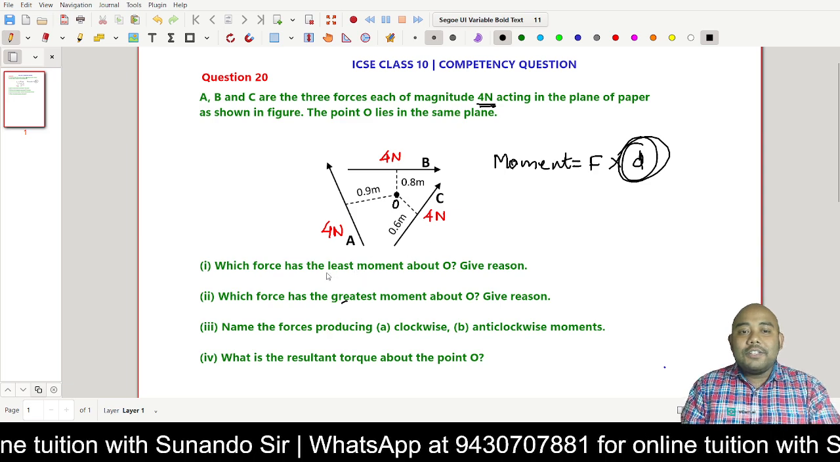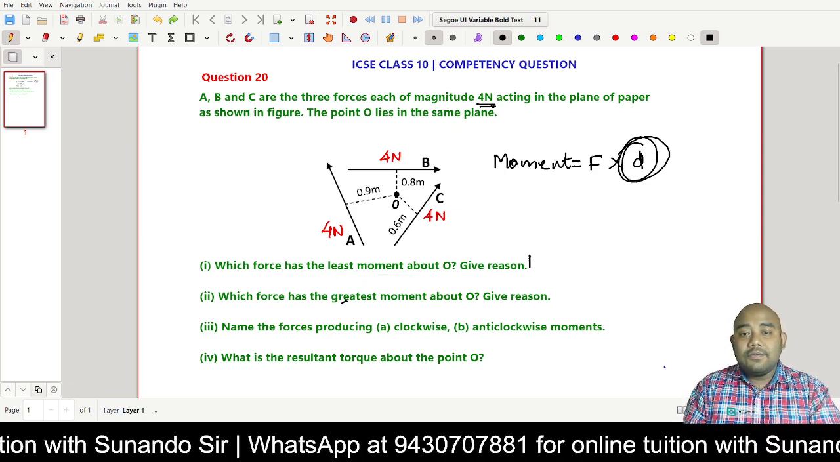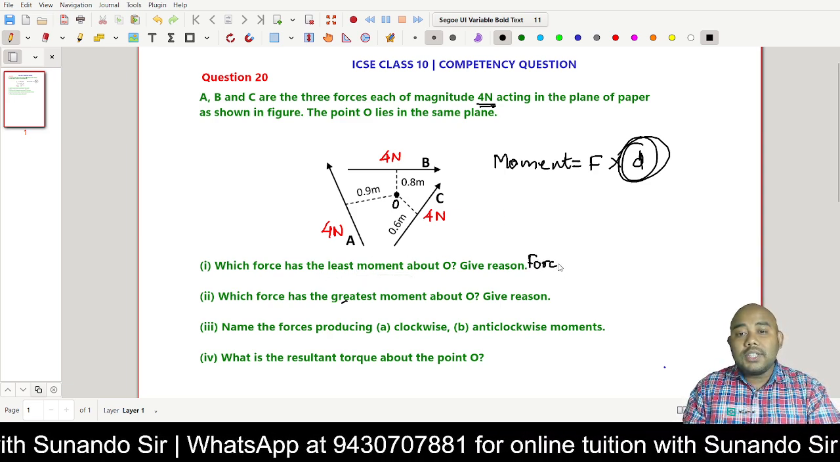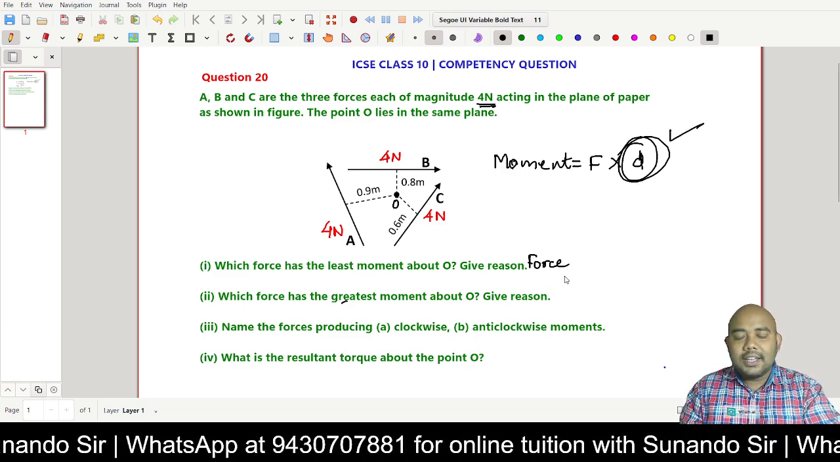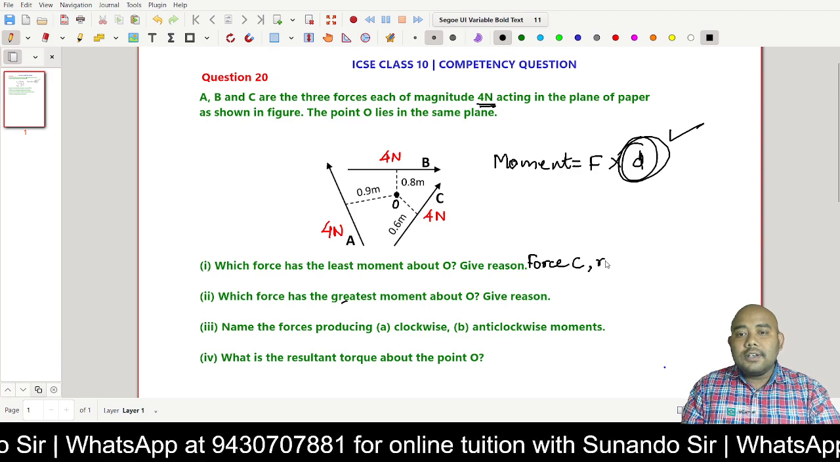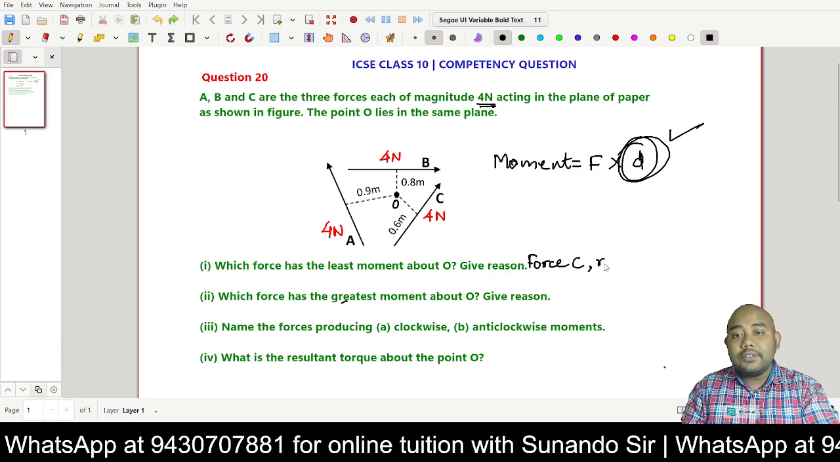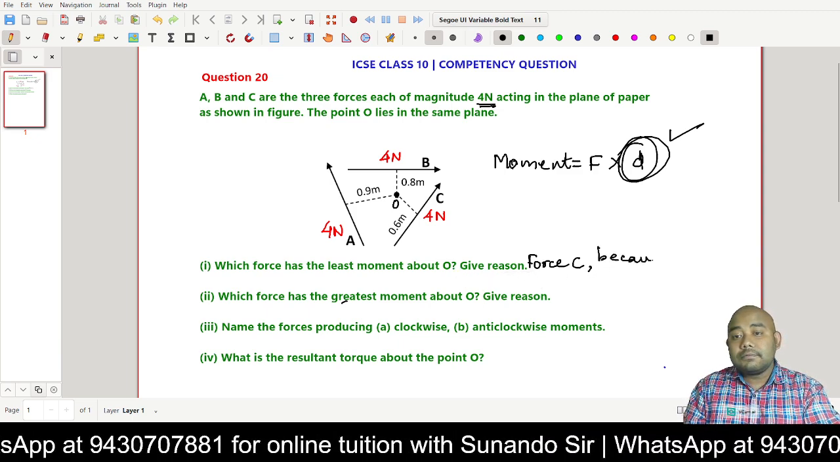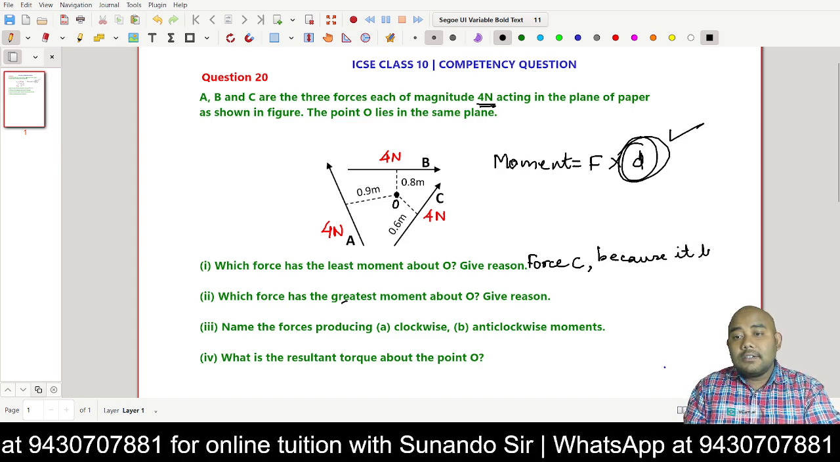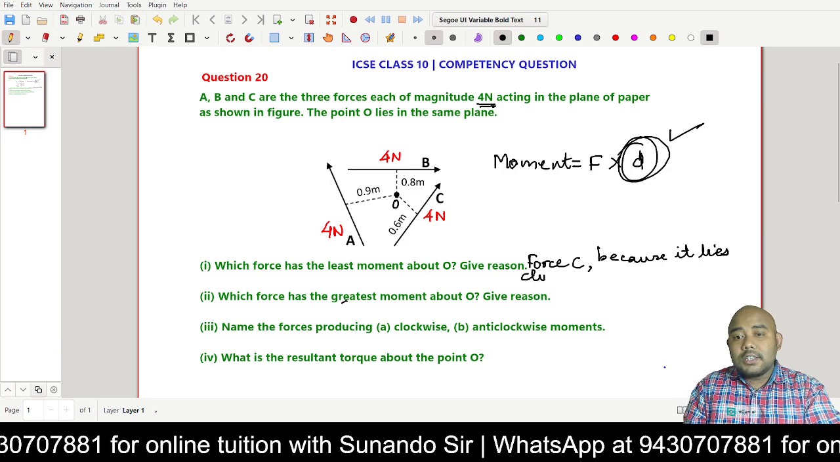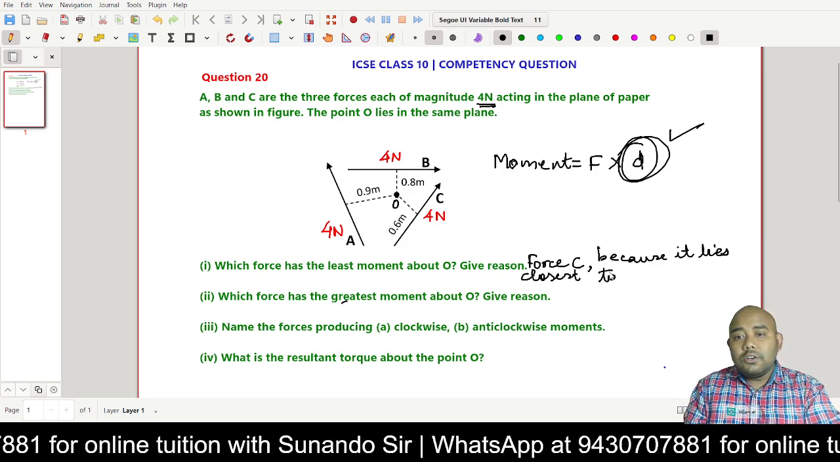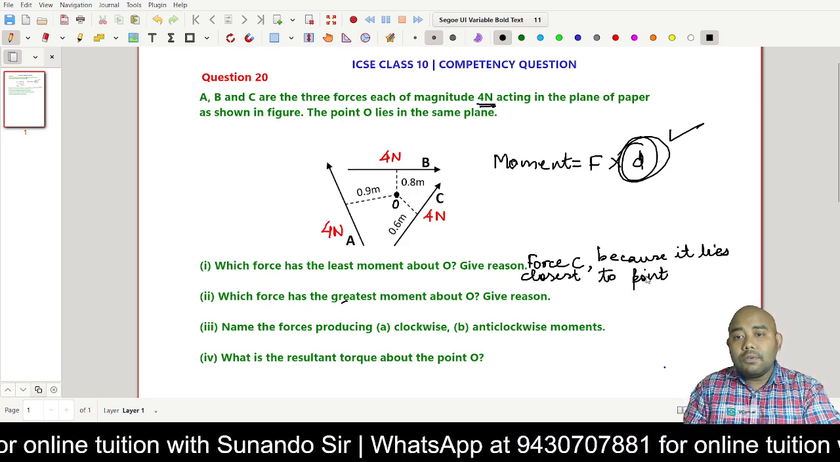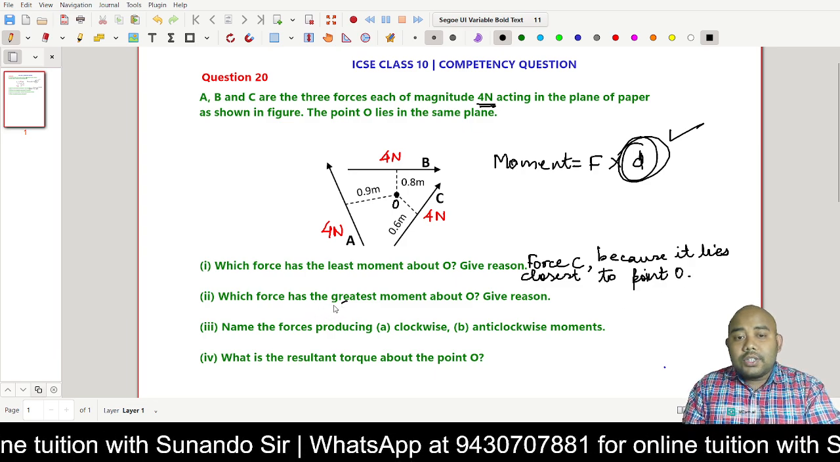So here, which force is producing the least moment? That is force C, because it is closest. This D is smallest in case of force C. They're asking us to give a reason, so we'll write: because it lies closest to point O. Next question is easy, very similar.